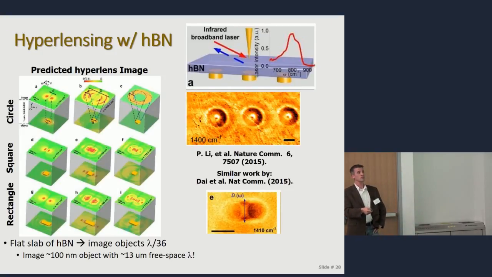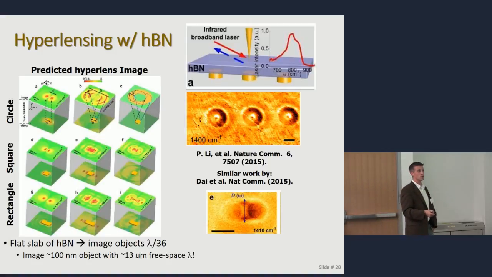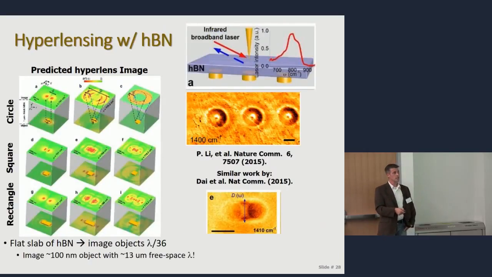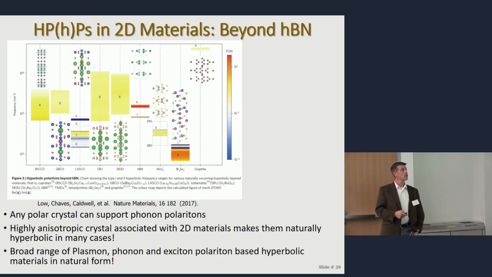I won't go into too much detail, but this is some work I did with Thomas Taubner's group. Similar work from Dmitry Basov's group came out at roughly the same time. And the key point here is this gives you the ability to have a lens that can image really small objects with far field, long wavelengths of light. So in this case, we were able to image a 100 nanometer object using 13 micron wavelengths of light, using only a flat slab of boron nitride, no patterning involved.